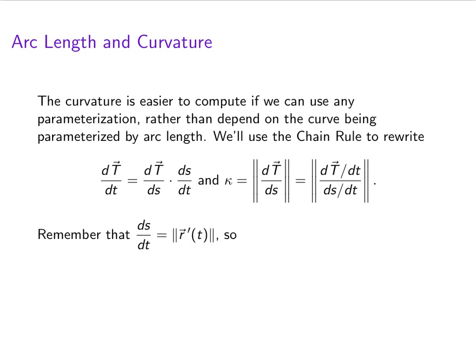And remember that ds by dt is just the length of r prime of t, so here's our final formula for the curvature. The curvature can be computed by taking the length of the derivative of the unit tangent divided by the length of the original vector. We'll use this now to compute various values of curvature. Okay, that's all for now.